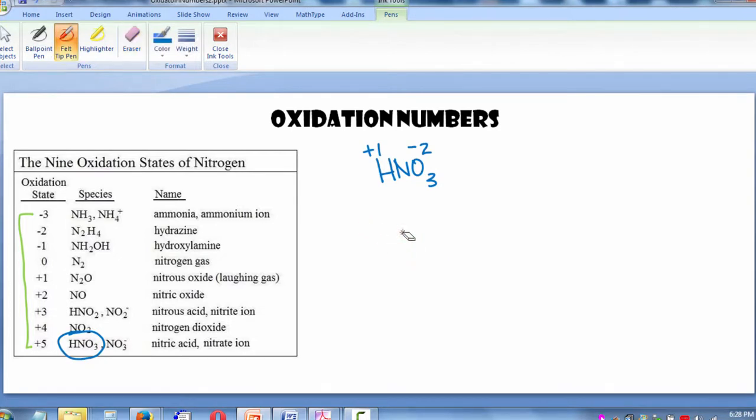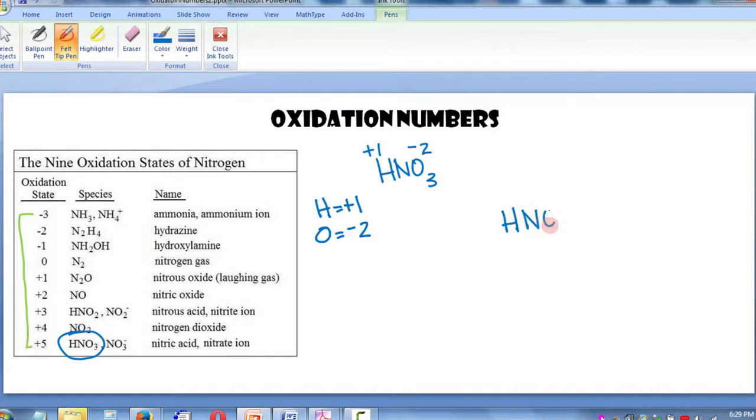So, if you're asked to determine the oxidation states or the oxidation number for each atom in HNO3, well, hydrogen is equal to +1. Oxygen is equal to -2. We know this without doing any work, just from our rules, right? So what we can do now is we can set up an equation. So let me rewrite this again.